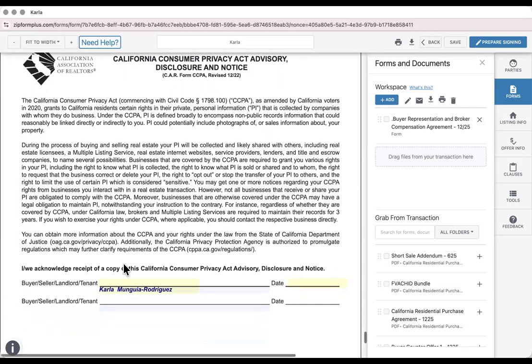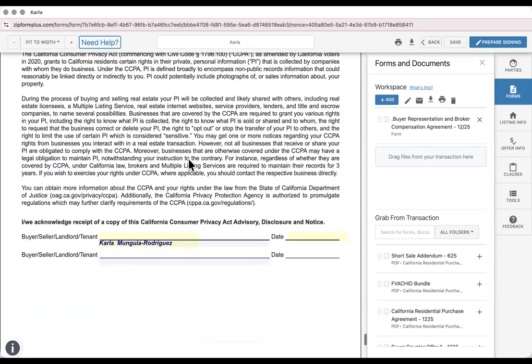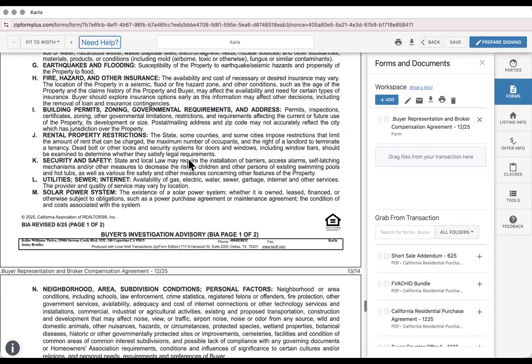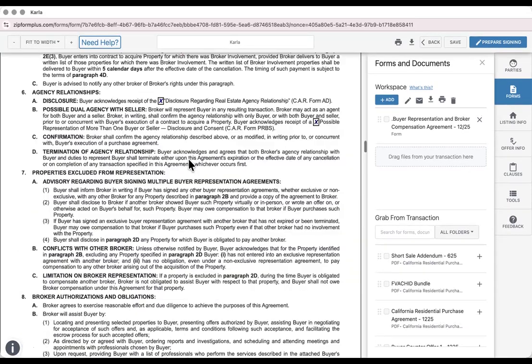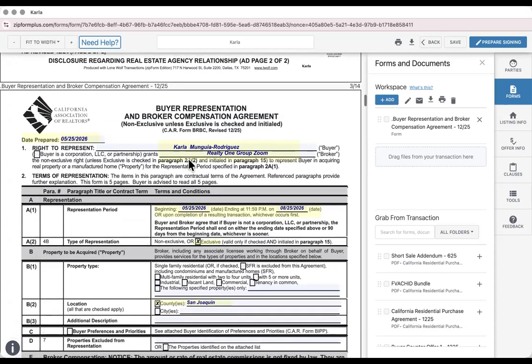All right. And this is just stuff I would have them read on their own. So that's that for the buyer broker representation agreement. And if you guys want this, I can send it out today.